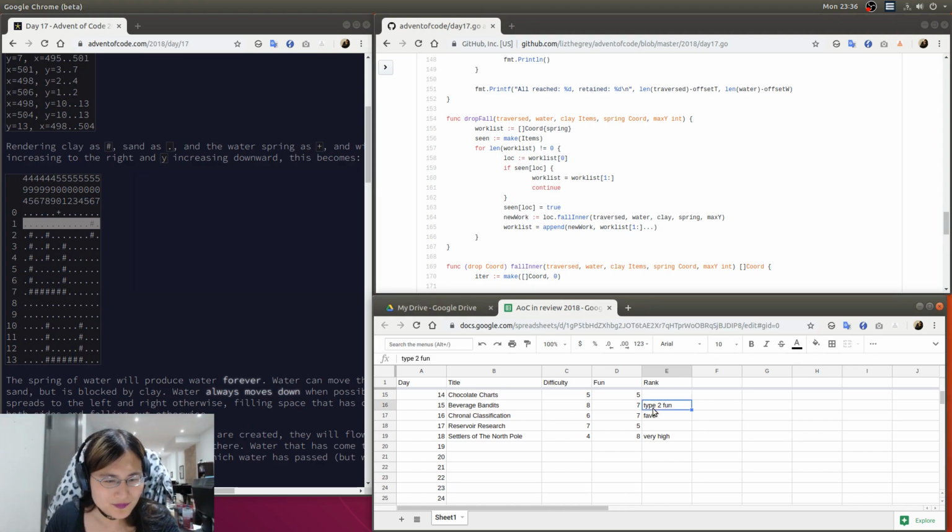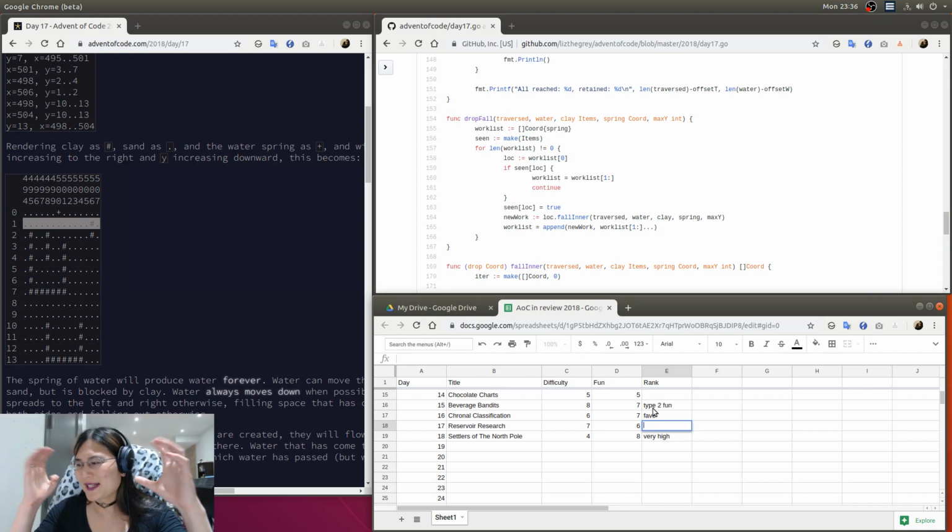I'm going to rank this as a 6, but I'm going to note that this was really frustrating due to a lack of one of the examples. Not having that test condition of having the water or the clay start below the surface.